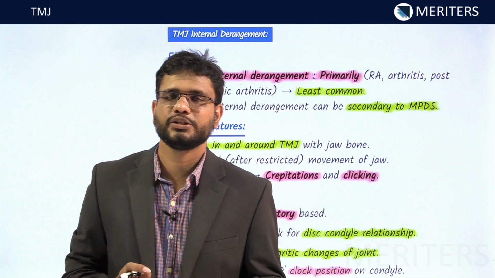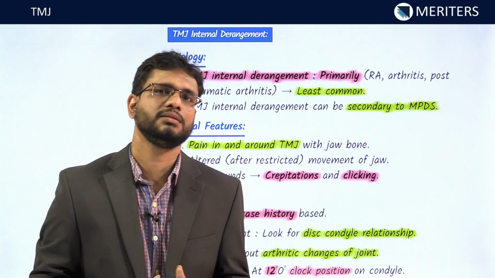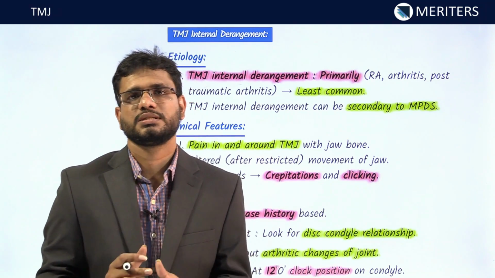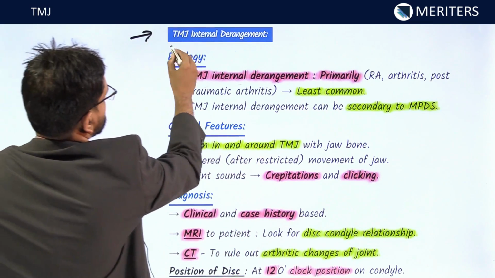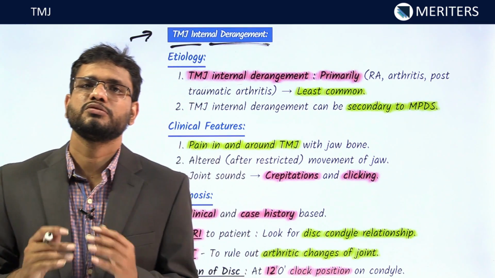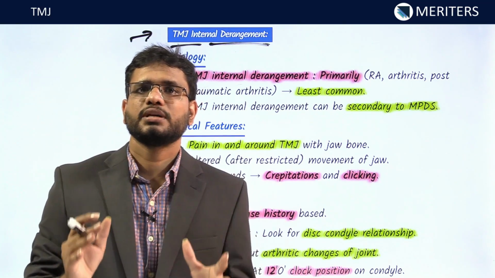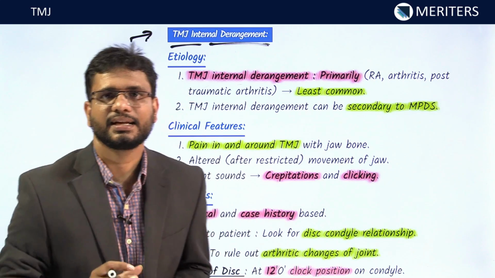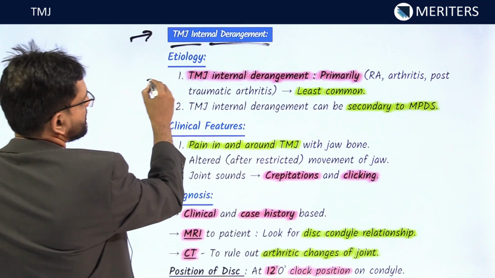Now, before moving forward, we should try to use whatever knowledge we have gained till now in this part of the video, right? Whatever I have told you, let's try to implement that knowledge and understand what the pathologies of the TMJ are. As the name indicates, TMJ internal derangement means there are going to be problems within the internal area of the TMJ, that means within the capsular space, right? So there can be changes with the condyles, with the disc, with your glenoid fossa, right? So first, let's see the etiologies.